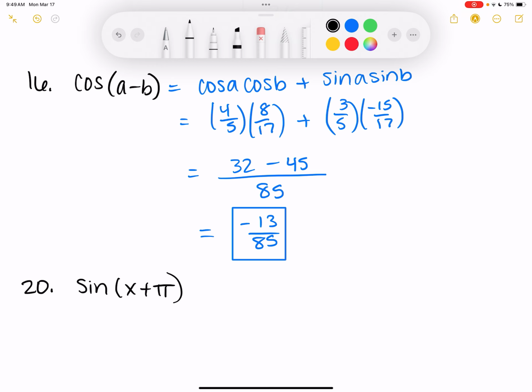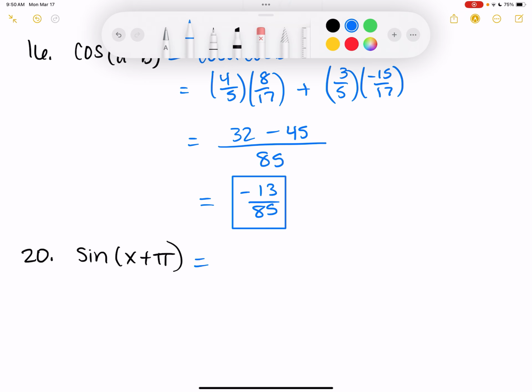So this is the sine of essentially a plus b. It's just x plus pi. So what is the formula for the sine of something plus something? Sine of x cosine pi, same sign for sine, plus sine of pi cosine x. It doesn't matter what order. I'm just keeping them in the order I normally write them in.